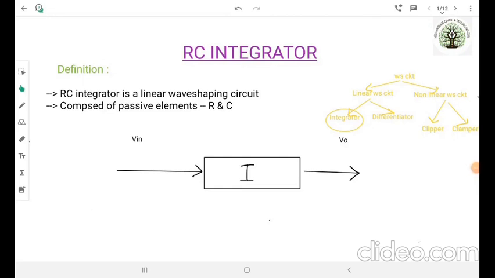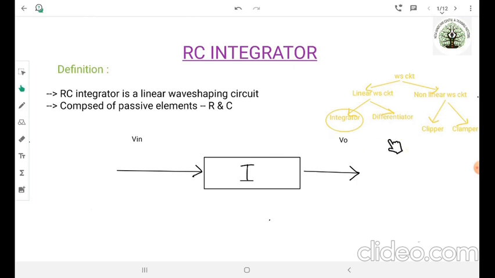Hi all. In the previous video I shared something about wave shaping circuits. That link is shared in the description box. If you want, you can go through that. In that video I shared something about this wave shaping circuit.